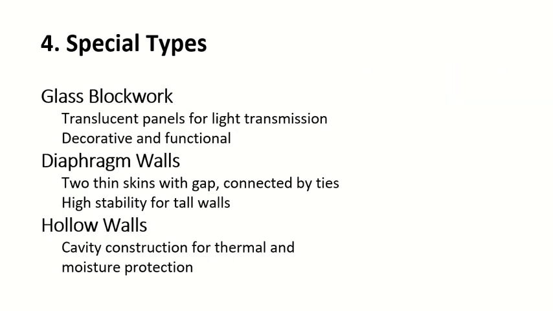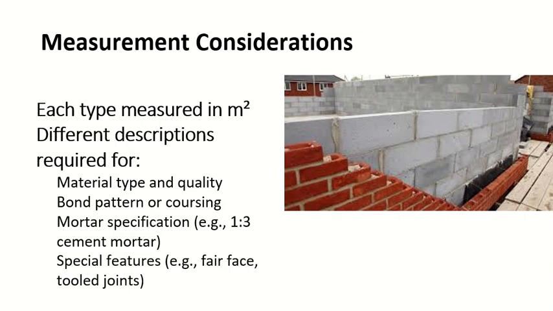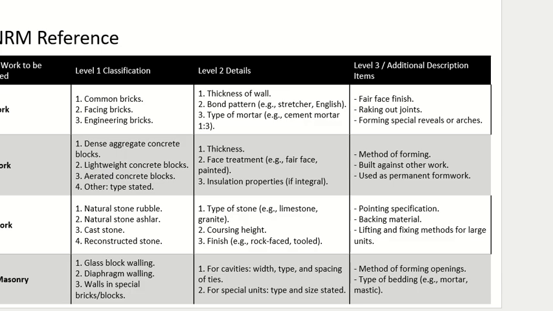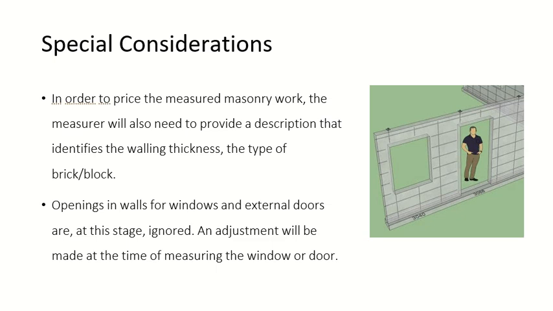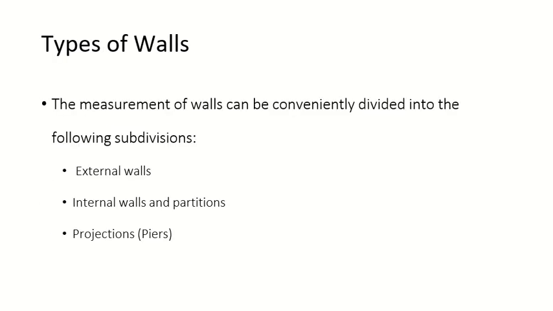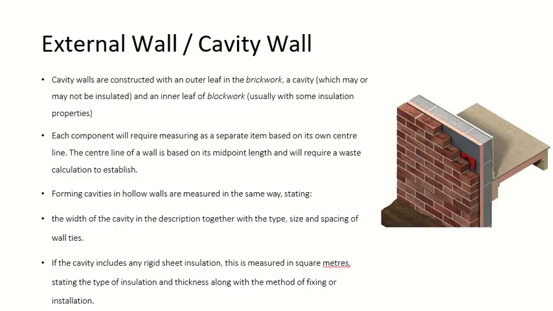And then we have the special types which consist of glass and diaphragm, which we call a cavity wall. And then we have the hollow walls as well. You may have seen these hollow walls inside the rooms. In some of the buildings they use it inside the rooms, basically for partition. The hollow walls are basically for partition. Okay, the things which we should consider. What else? Yeah, so walls can be different for internal, external, and then there are projections as well.